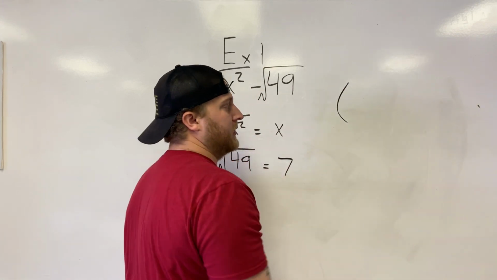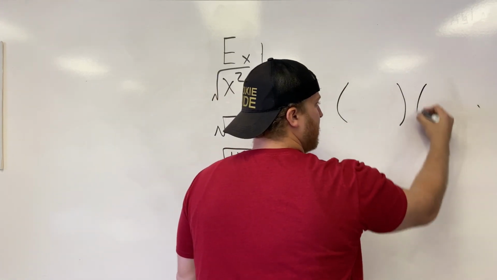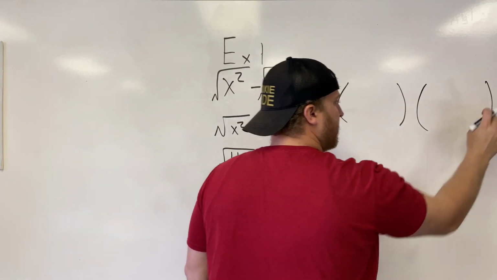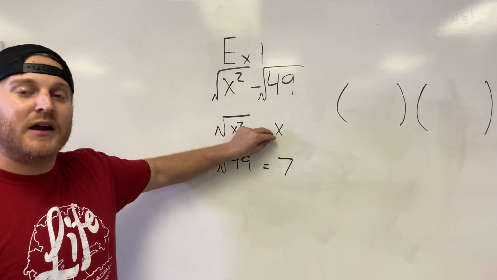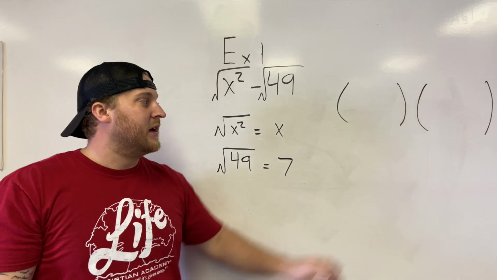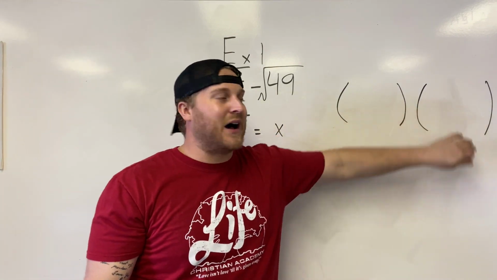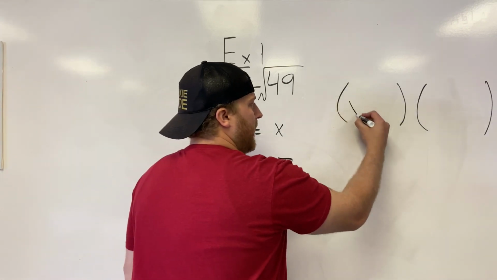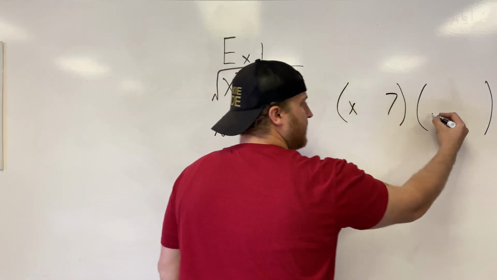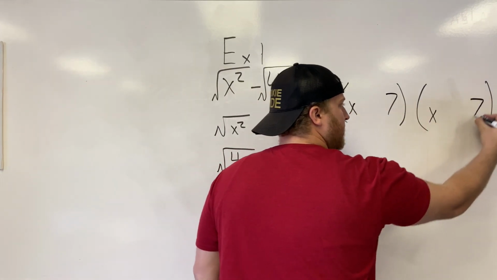We have a parentheses and then a second set of parentheses. What we're going to use is what our answer is, what the square root of each of these is, and that's going to be what's inside of our parentheses. So the first one is going to be x and 7. Second one is x and 7.